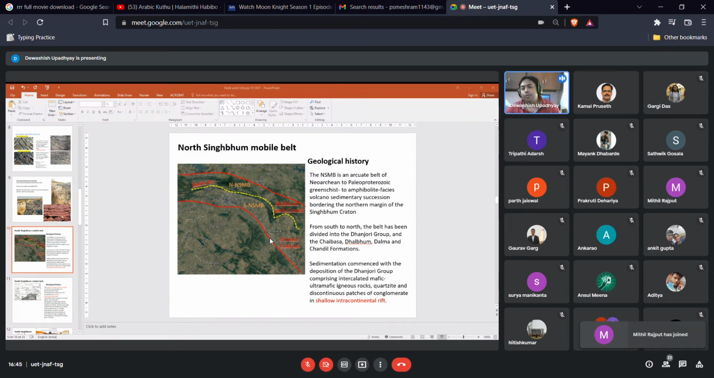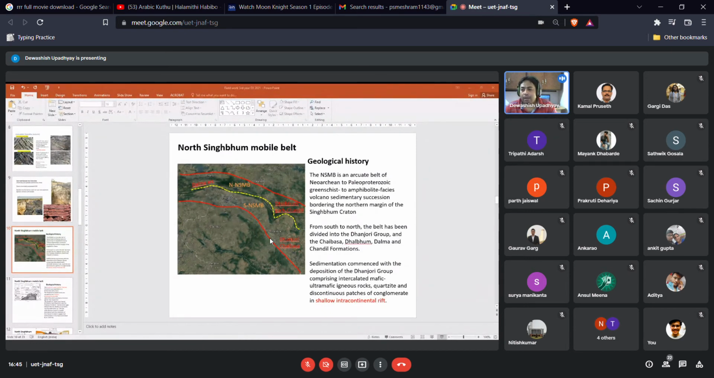To the south of the Dalma arc, the part of the North Singhbhum Mobile Belt is called the Southern North Singhbhum Mobile Belt, and to the north of it, you have the Northern North Singhbhum Mobile Belt. So SNSMB and NNSMB, Southern, Northern. This distinction has been made because there are differences in the geological and tectonic history of the two parts of the belt, because they formed and accreted at slightly different times.